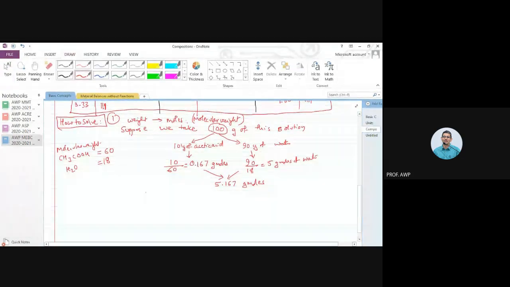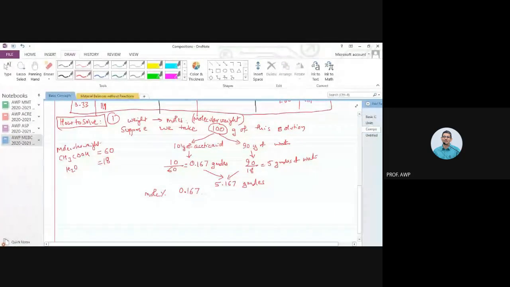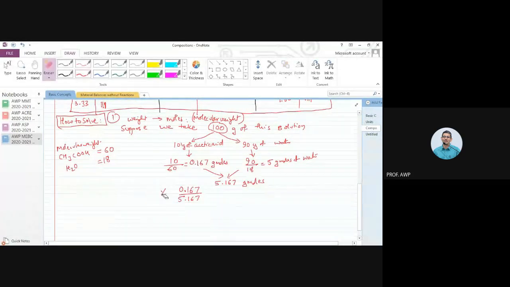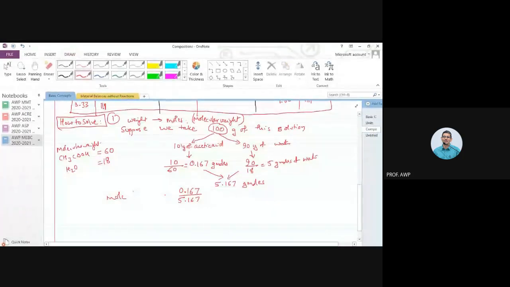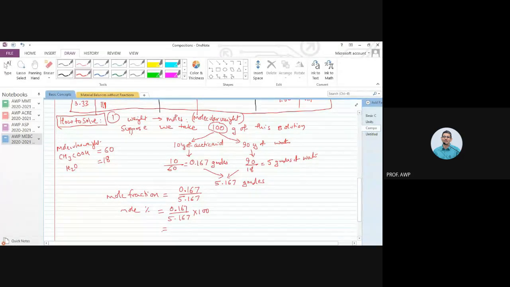So what is the mole percent? For acetic acid, it is 0.167 divided by 5.167. That is the mole fraction, if you like. Mole as a percentage would be 0.167 divided by 5.167 into 100. That's nothing but 3.23%.